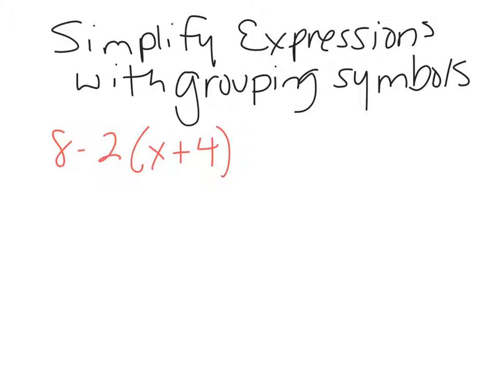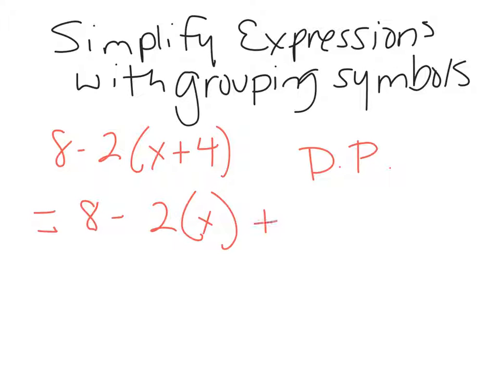Okay, now we're going to simplify expressions with grouping symbols. The expression here that we need to simplify is 8 minus 2 times x plus 4. We're going to use the distributive property to rewrite this equation. So we're going to have 8 minus 2x plus negative 2 times 4.